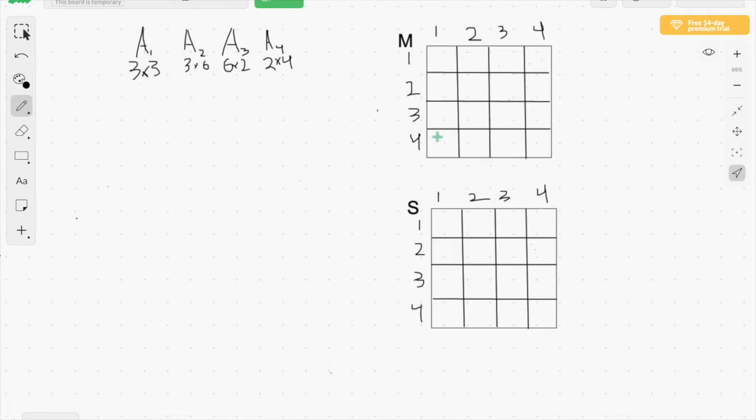For this algorithm, we've written out two 4x4 matrices, matrix M and matrix S. They're both 4x4 since we're multiplying four matrices together. Matrix M is where we're going to store the minimum amount of multiplications. For example, entry 2,3 will be the minimum amount of multiplications required to multiply together A2 and A3. And in matrix S, this is how we're going to remember where to partition the sequence in order to get the minimum multiplication value. I'll explain more of that later.